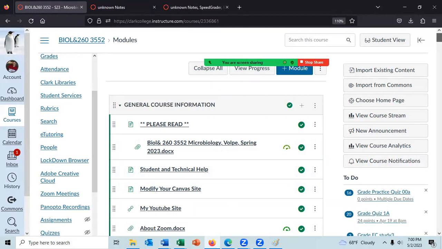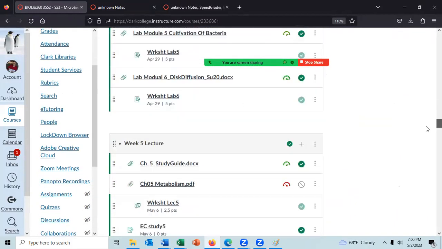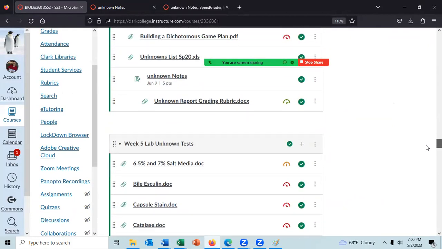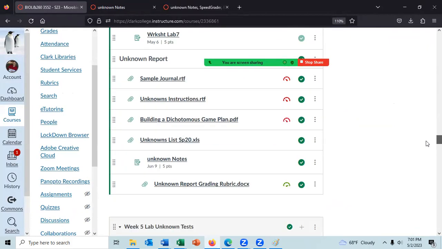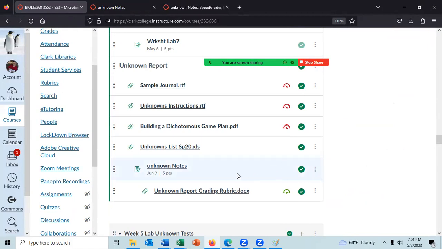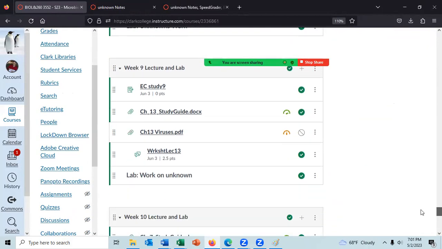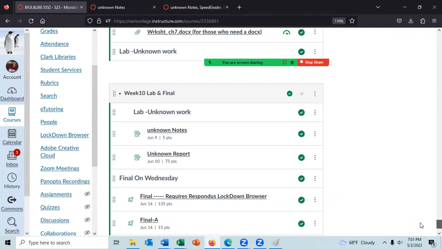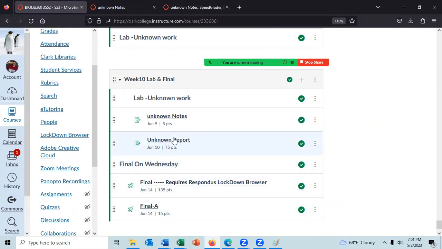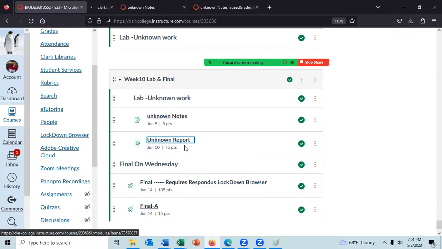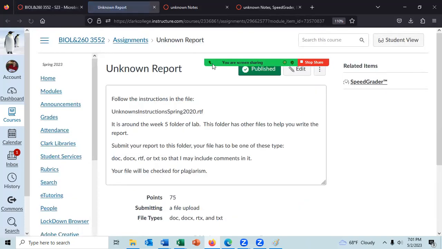Oh gosh, I lost my place. It's really close to the unknown notes, and I guess I don't have a place to put it here. Let's scroll down to week 12 or 10, so whatever the last week is. There's your unknown report. So you open that and then you put it in here. You'll have an upload page. I've got the speed grader page, and you just put it in there.